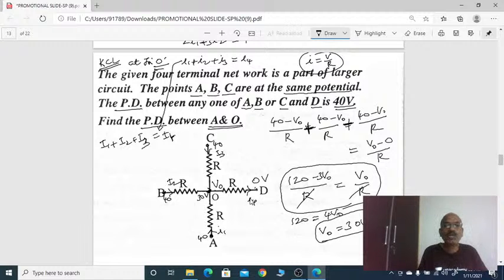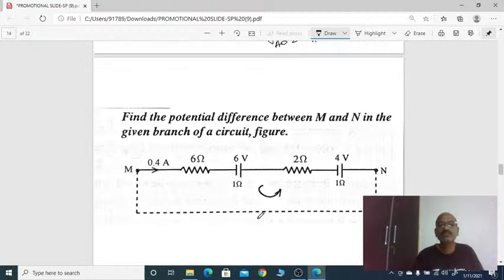We want to find the potential difference between A and O. At A the potential is already 40, right? Now at O the potential is 30. So the potential difference between A and O, VA minus VO, is 40 minus 30, 10. 10 volt is the correct answer.